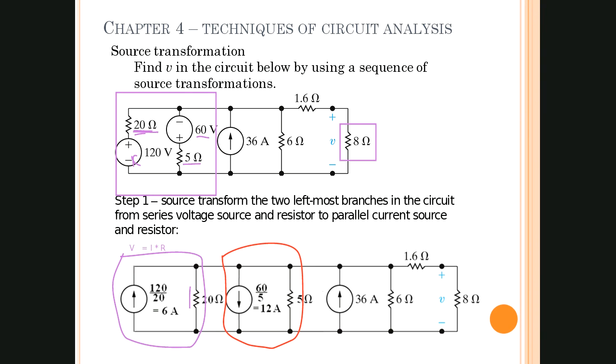Now this is actually equivalent to that series element of a 60 volt source with a 5 ohm element in series. And so now what do we have? We leave that 36, let me see, this 36 amp current source is already in parallel with the 6 ohm resistor. So guess what? Now we have 3 current sources in parallel with 3 resistors in parallel.